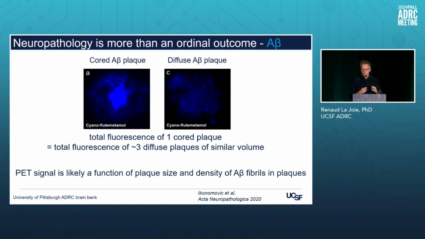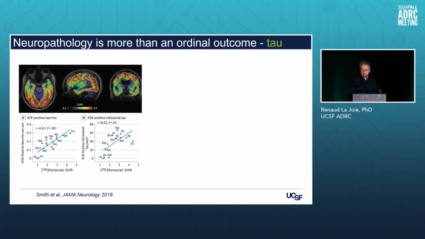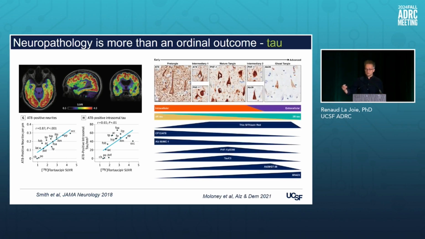And PET signal could be more of a function of the global amount of amyloid burden, so not just the plaques, but also their amyloid content. And the same goes with tau. Braak staging is just looking at differences in tangles, but there's a lot more. Here you can see that tau PET signal in a single patient correlates with both tau-positive neurites and neurofibrillary tangles, and maybe even more with the neurites. And even when you think about tangles, there's a lot of variability.